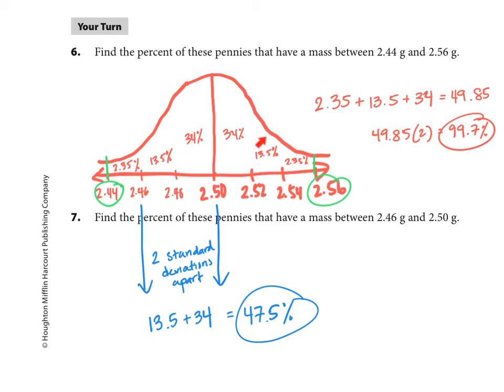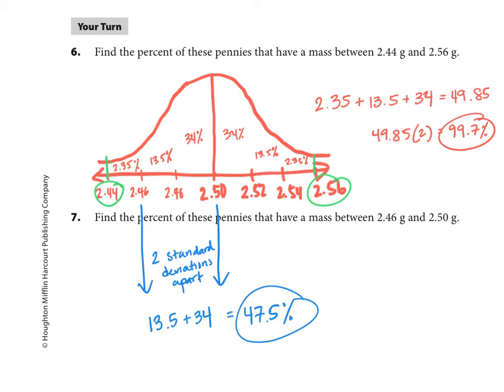When I add those, I get 49.85. And then since I know the right side is exactly the same, I just took that sum and multiplied it by 2. So you see that right here. And that's 99.7%. That's in between those values. So within 3 standard deviations, right, here's the mean. So I went 1, 2, 3 standard deviations, and then 1, 2, 3 standard deviations to the right. 99.7% of the data, or 99.7% of all the pennies, are going to have a weight that's in between those numbers.